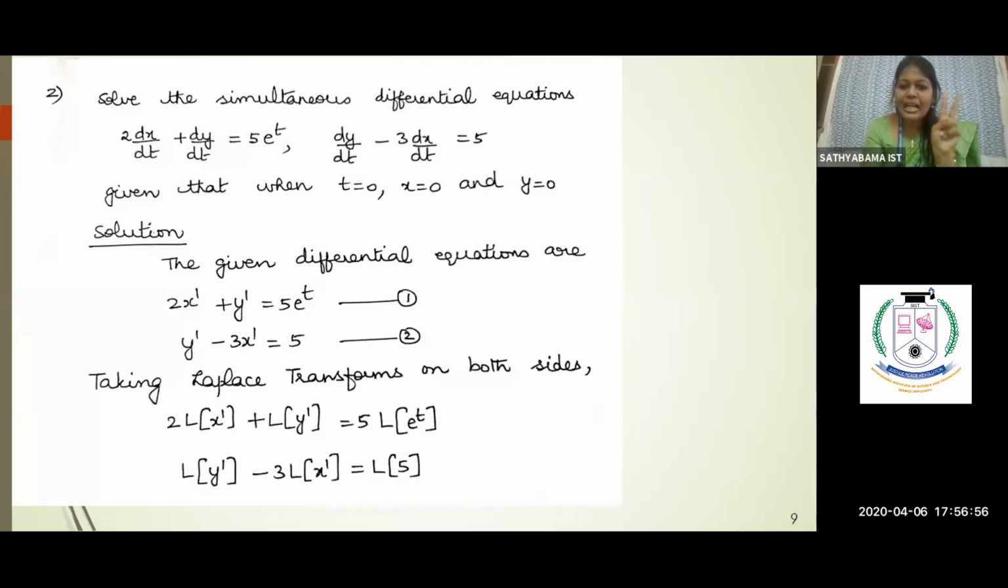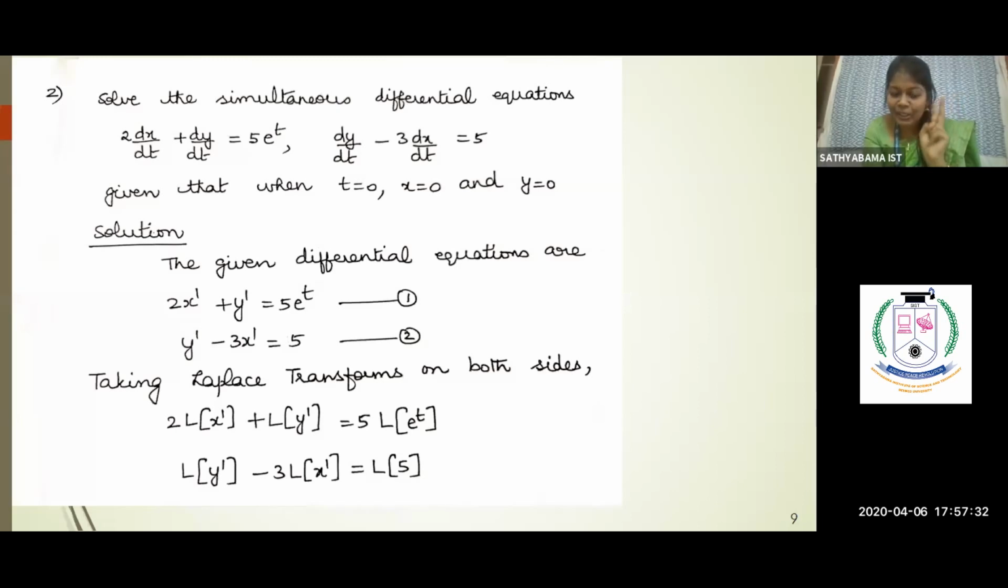What is step 2? Apply Laplace transform on both sides. Okay, so what will you get then? You will get 2L of x dash plus L of y dash equal to 5 into L of e power t. 5 is just a constant, you can take it outside. And how do you get this step? By using linear property. Okay, I can take the L inside. All right. And what about the second equation? When you apply Laplace on both sides, you will get L of y dash minus 3L of x dash is equal to L of 5. Okay, step 2 is over. Fine, let's go on to step 3.